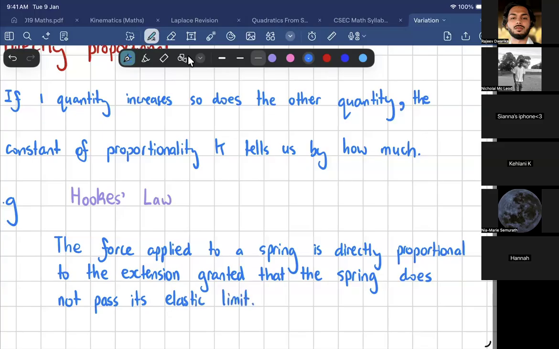So Hannah, that makes sense, right? Because if you apply too much force to a spring, isn't it going to remain stretched and not go back to its original shape?